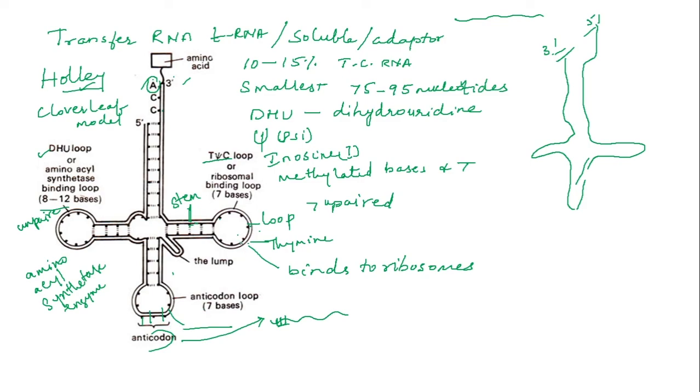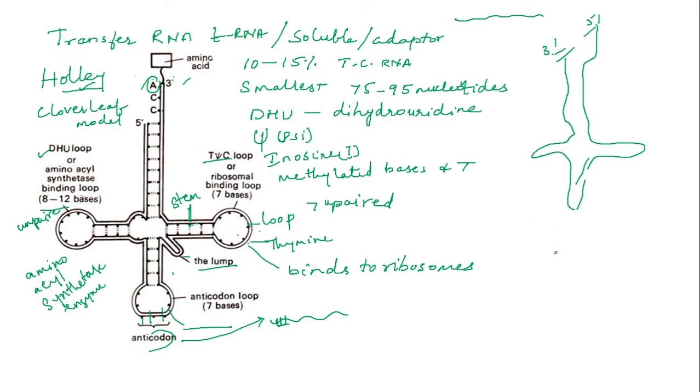Some tRNAs which are very long have an extra short arm. This is the lump. tRNA helps in bringing the amino acids to the ribosomes and plays a very important role in protein synthesis.